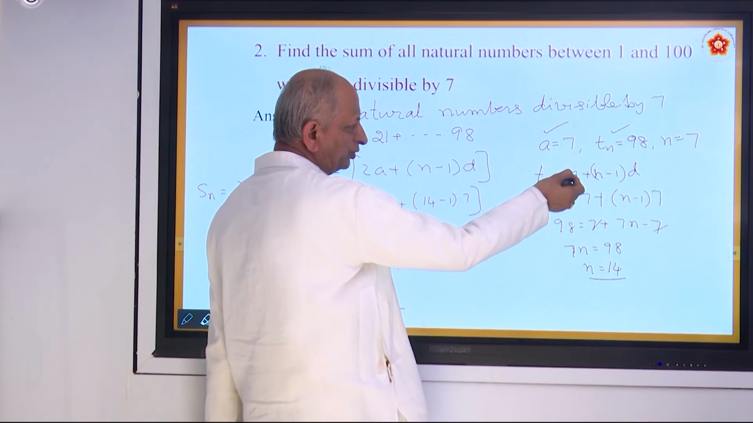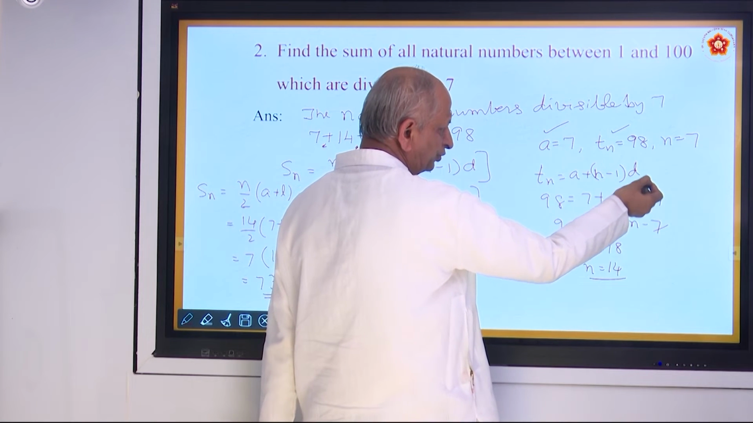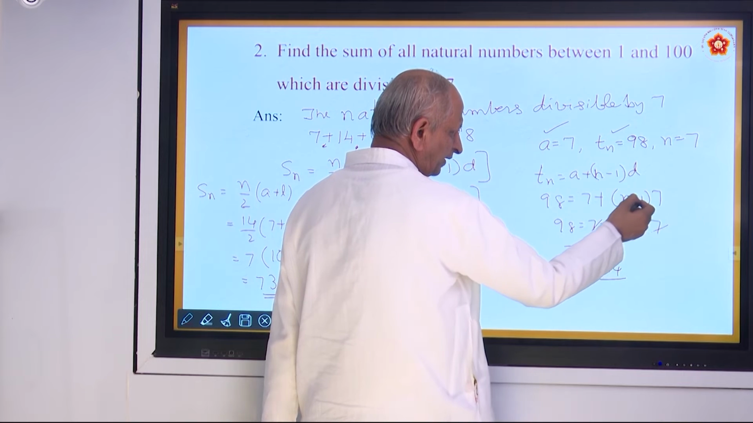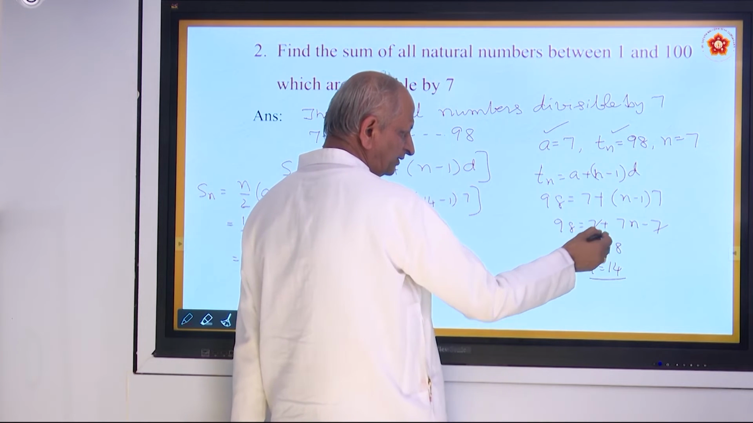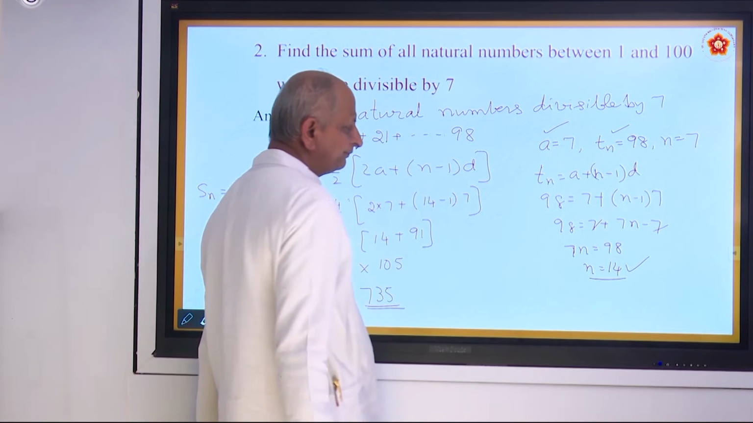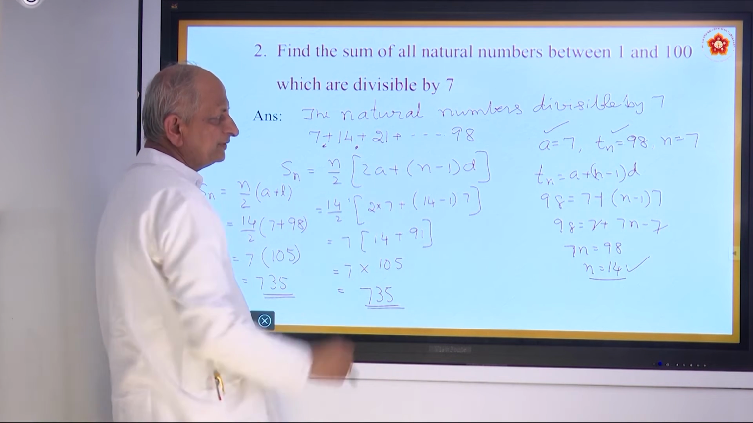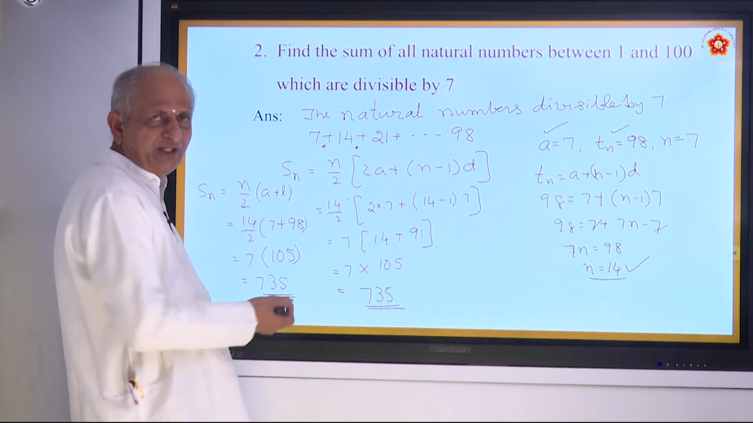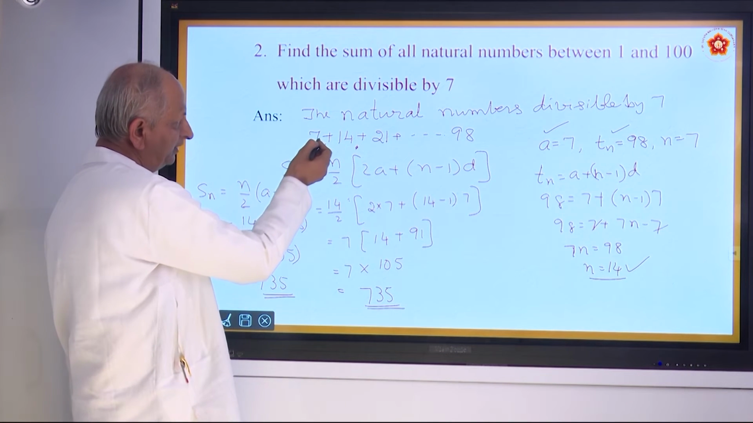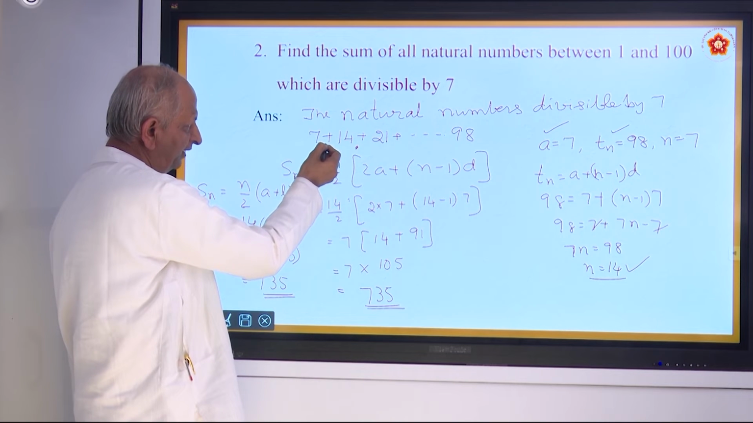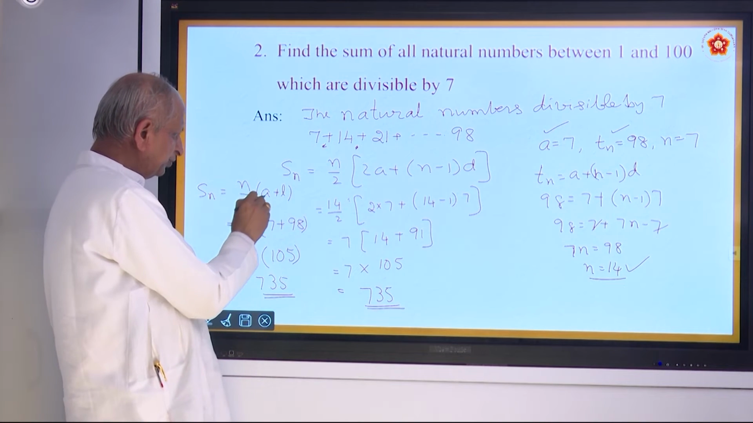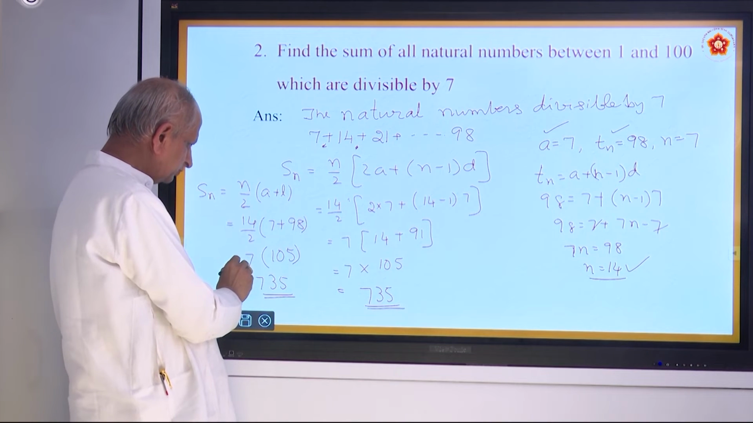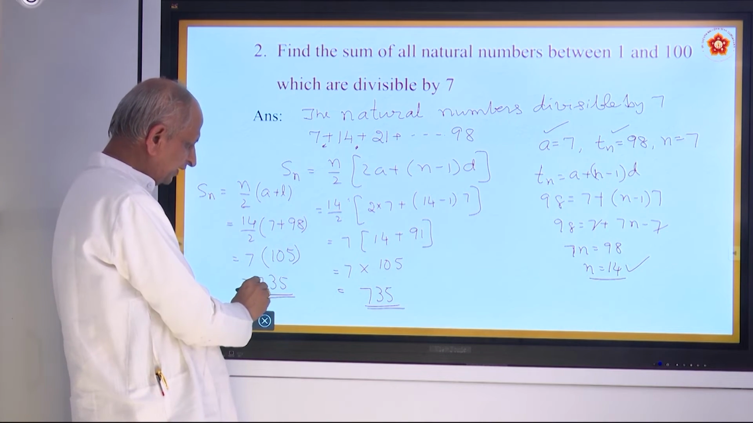So 98 is equal to 7 plus n minus 1 into 7. So 98 is equal to 7 plus 7n minus 7. So minus 7 plus 7 cancels, 7n is equal to 98, n is equal to 14. So there are 14 numbers here like that. Followed? And that you can apply here, easily you get. So sum of the numbers divisible by 7 will be n by 2 into a plus l. A is 7, l is 98. So 7 into 105, that is 735.